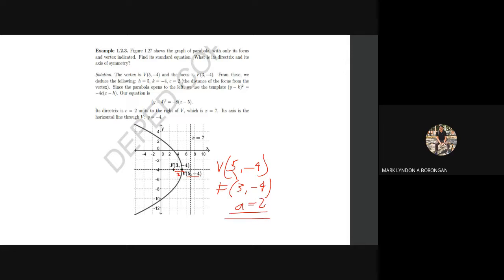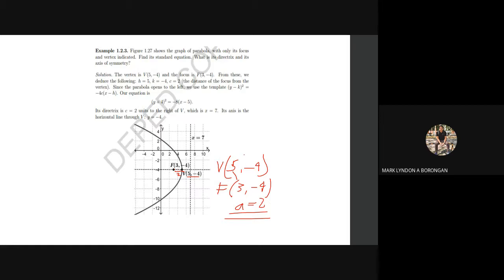So, we have the focal distance equal to 2. That's all there is to it, guys. If we are given the vertex and the focus, we just count the distance between them. It's just 2 units, so the focal distance, which is A, is equal to 2.